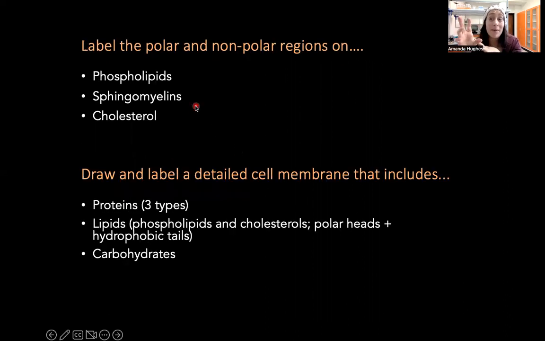You should be able to label the polar and nonpolar regions on phospholipids, sphingomyelins, and cholesterols. And you should be able to draw and label a detailed cell membrane that includes the three different types of proteins, all labeled, and the three different types of lipids, and again, probably a rough sketch. Don't worry about getting exactly the right number of carbons and things. Just remember all those little indicators I was saying, like how you know one's a sphingomyelin and one's a phospholipid, as well as where the carbohydrates are located. So remember, carbohydrates are only ever on the outer leaflet. They're not on the inner leaflet. So they're expressed to the outside of the cell, to the environment.